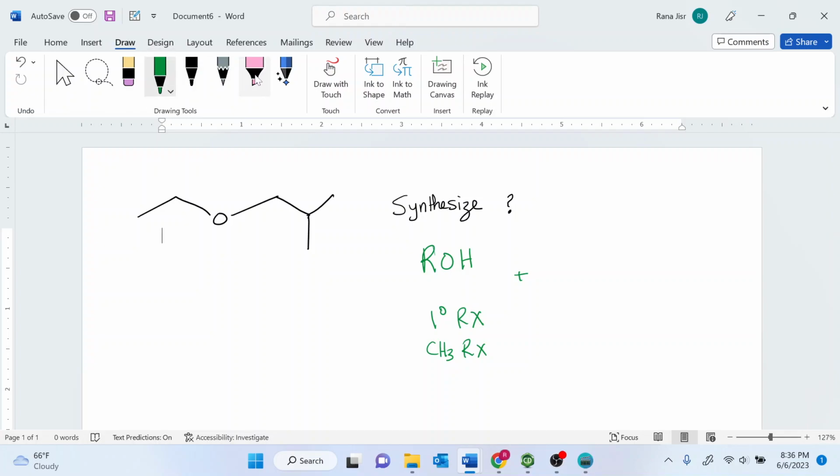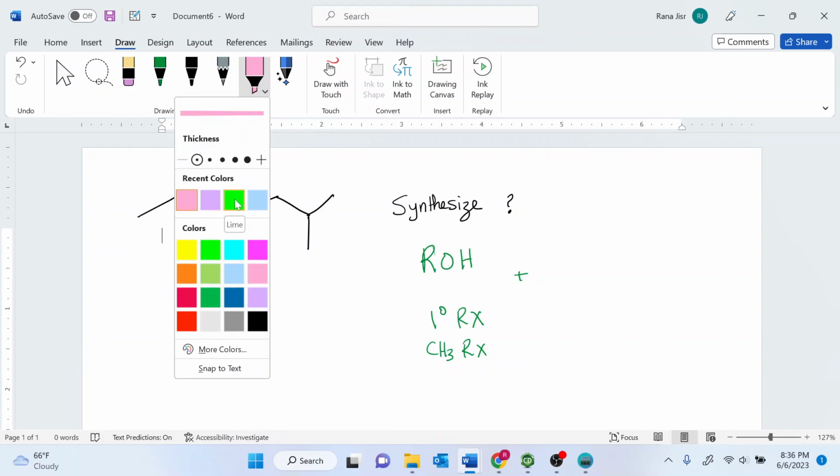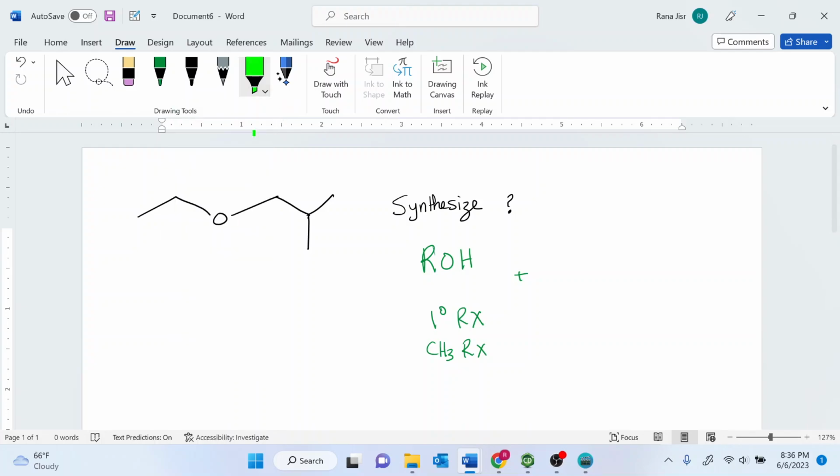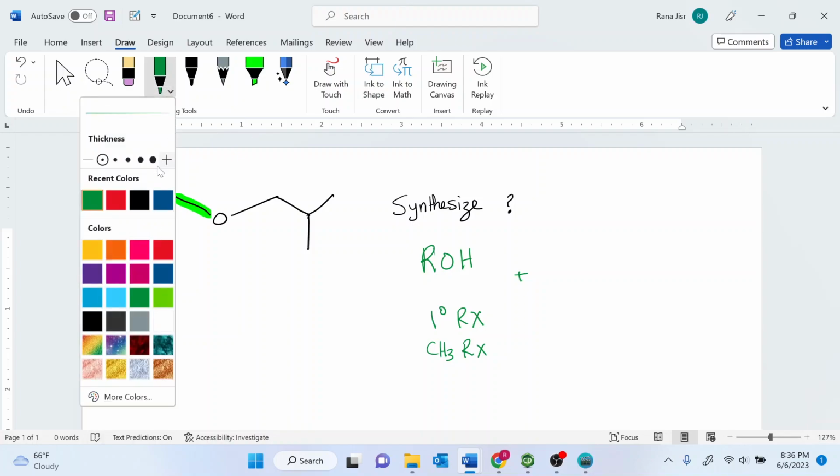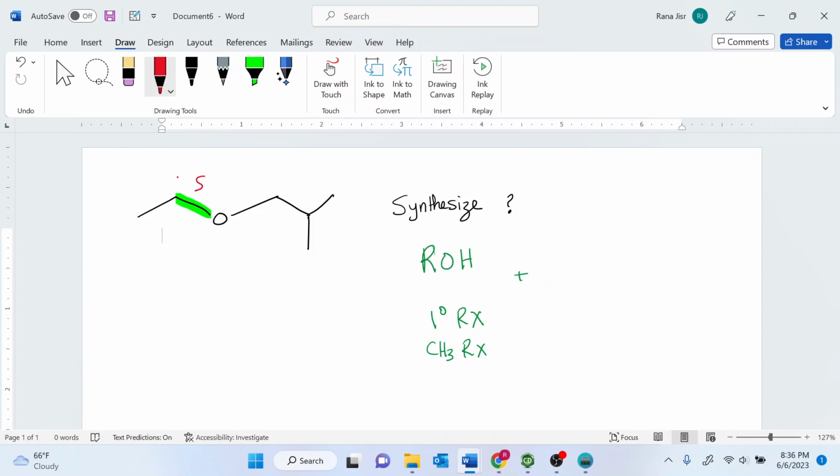So we have two routes to go with and two bonds that we can break. Let's see which one is the best. So we can break this bond between the carbon and the oxygen. And if we break this bond between the carbon and the oxygen here, then in this case, this whole thing is going to be my alcohol part. And this whole thing here, it's going to be my primary alkyl halide.